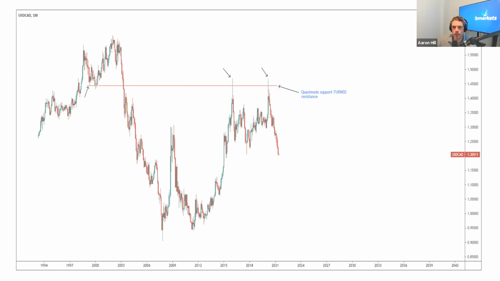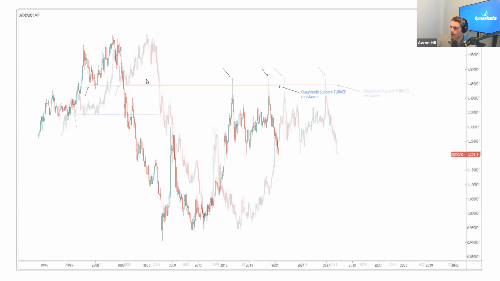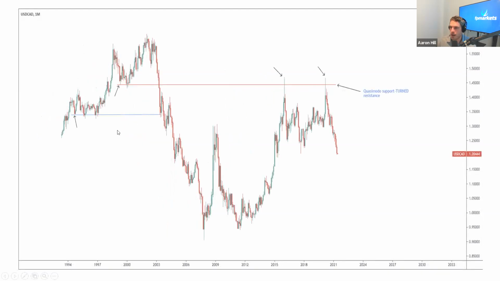I'll move on to the next chart. Okay, so this is the same chart, the dollar CAD, again the monthly chart. But here we have, not traditional, because this is more of the 4-point structure, right? The 4-leg structure we have. Let me get the pen out.